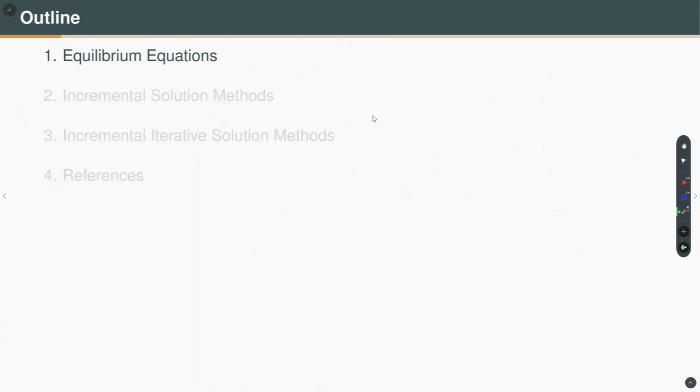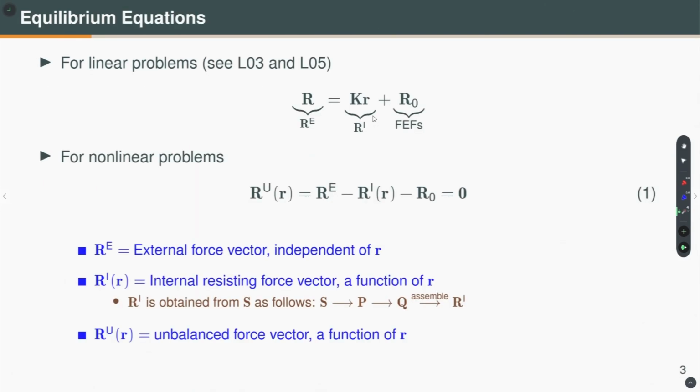Let us recall for a linear problem, if you look at lecture number 3 or lecture number 5, what we have derived: R is equal to Kr plus R0. The uppercase R is a vector of externally applied loads, K is the structure level stiffness matrix, little r is the vector of displacement at the structure level, and R0 is the vector of fixed end forces. So, this is fine for linear problems.